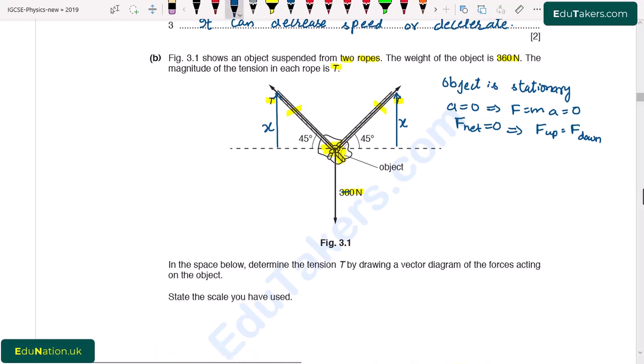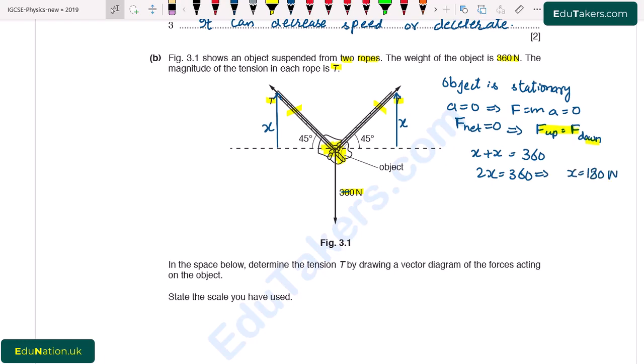And we also have to find out its value by using this relation that all the upward forces are equal to all downward forces. I can write that the upward forces here are x plus x. It will be equal to the downward force and it is equal to 360, and this is basically the weight that is acting in downward direction. So it will be 2x and it is equal to 360. So x comes to be 180 Newtons. As x is a force, its unit will be Newton. So I write here this x is equal to 180 Newton.